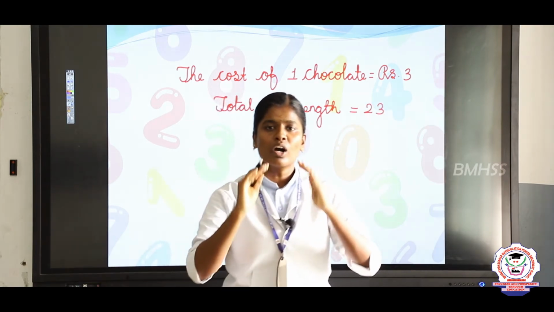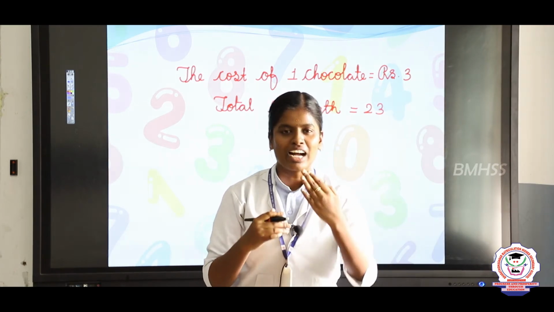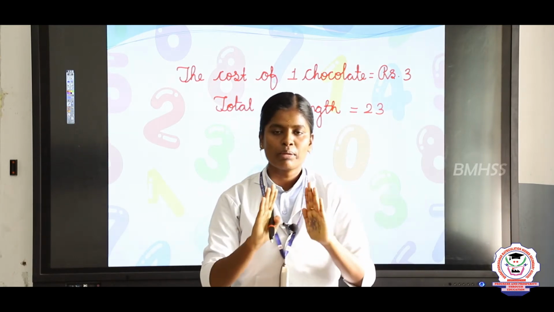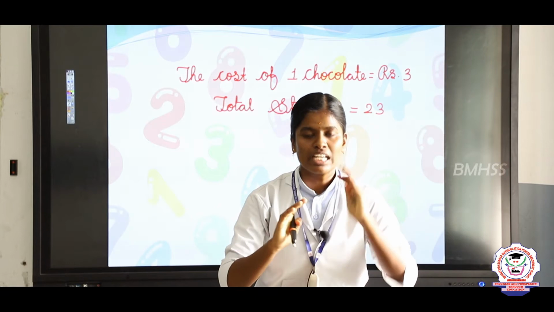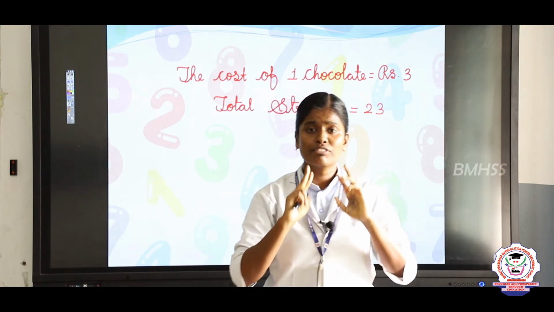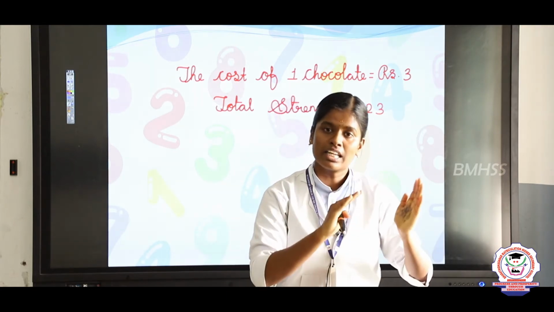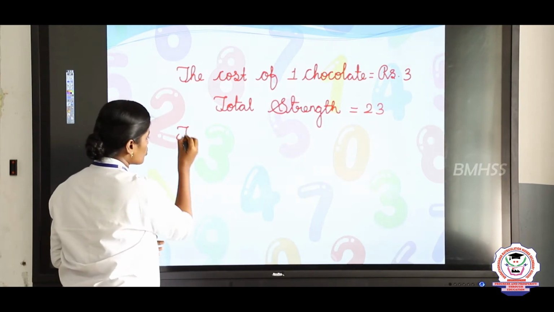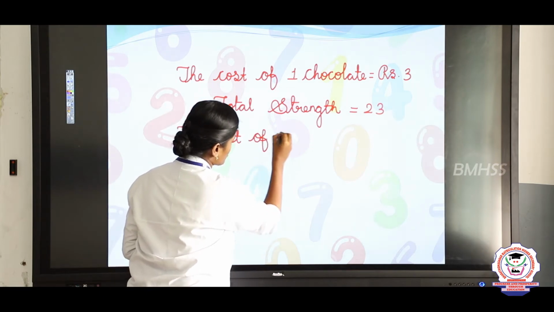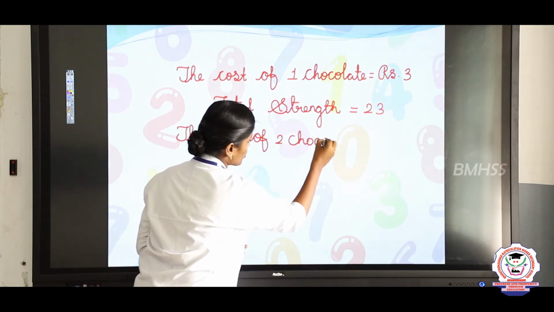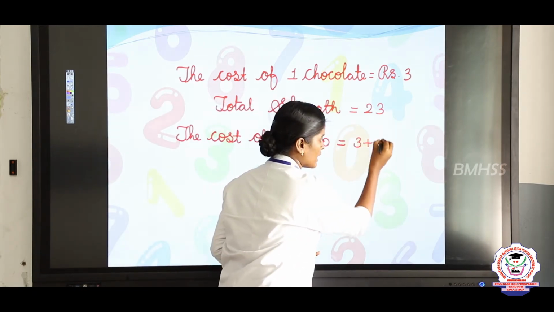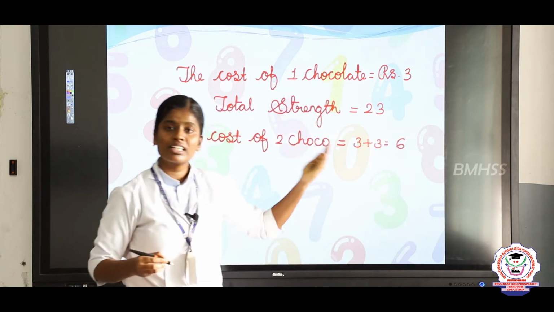Now, tell me Manimaran, what is the cost of 2 chocolates? Very good my dear. He said the cost of 2 chocolates is 6 rupees. Why? Because he answered based on addition, 3 plus 3. The cost of 1 chocolate is 3 rupees, so the cost of 2 chocolates is 3 plus 3. The answer is 6.